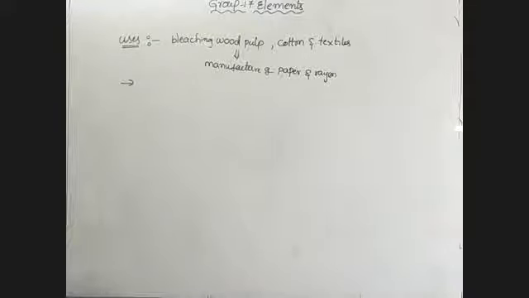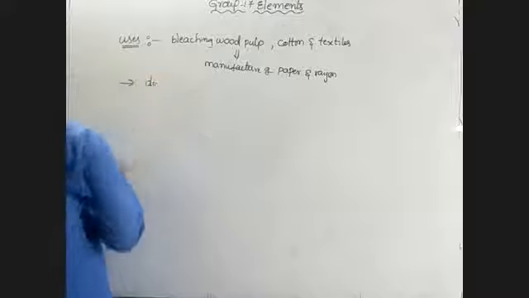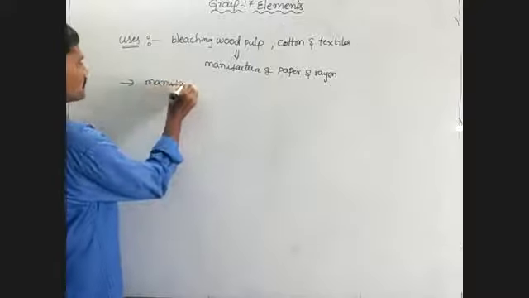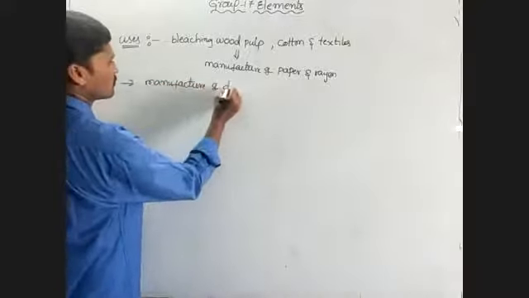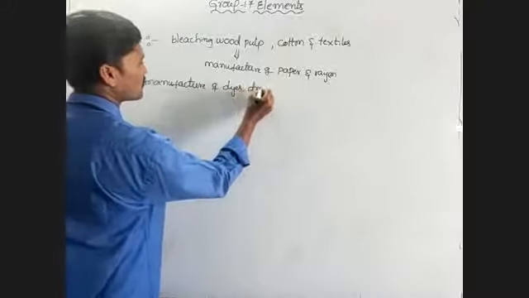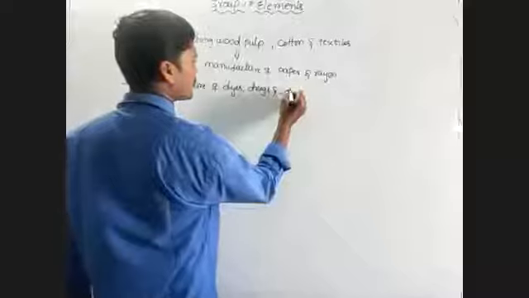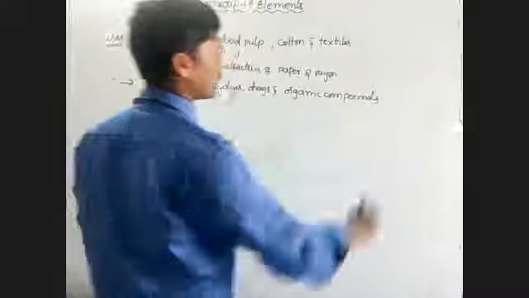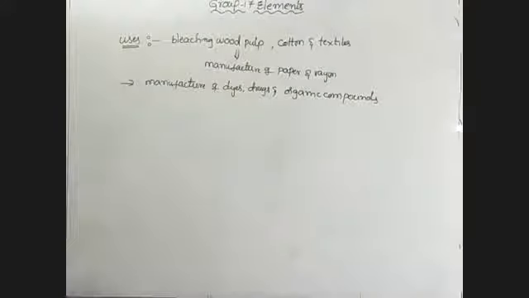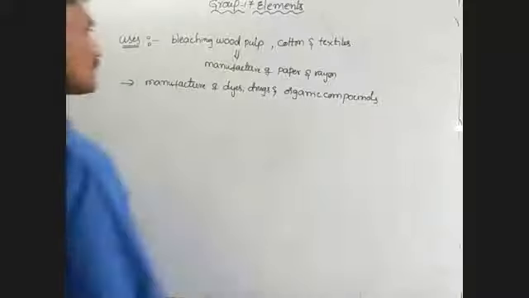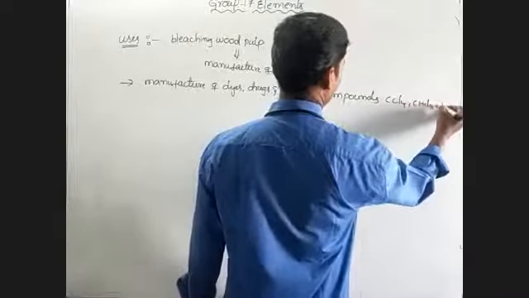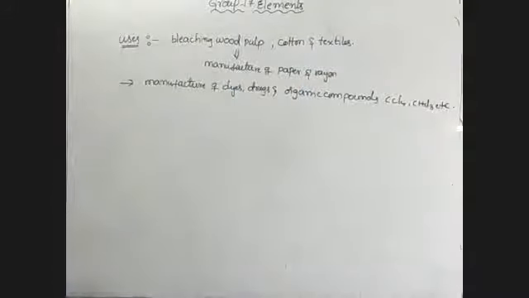Next one, it is used in the manufacture of dyes, drugs, and some organic compounds, like chloroform, CHCl3, and CCl4, etc. Okay, it is mainly used in the sterilization of drinking water.